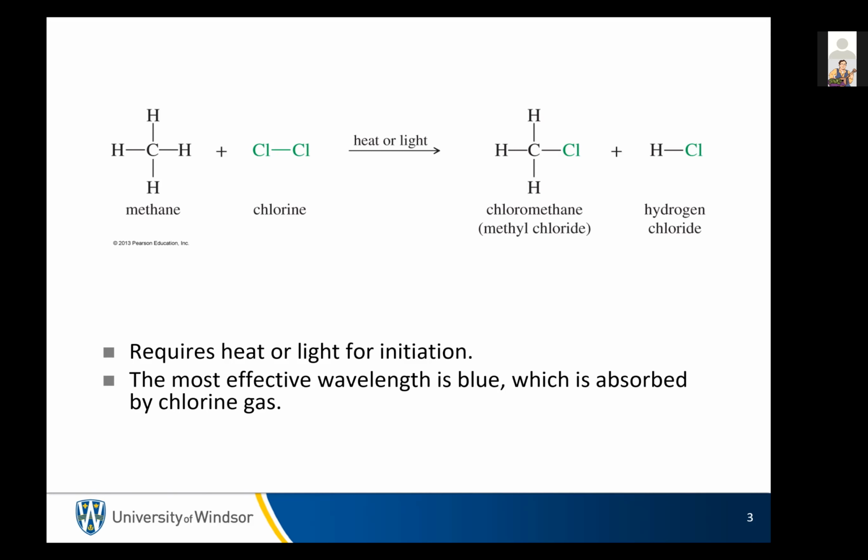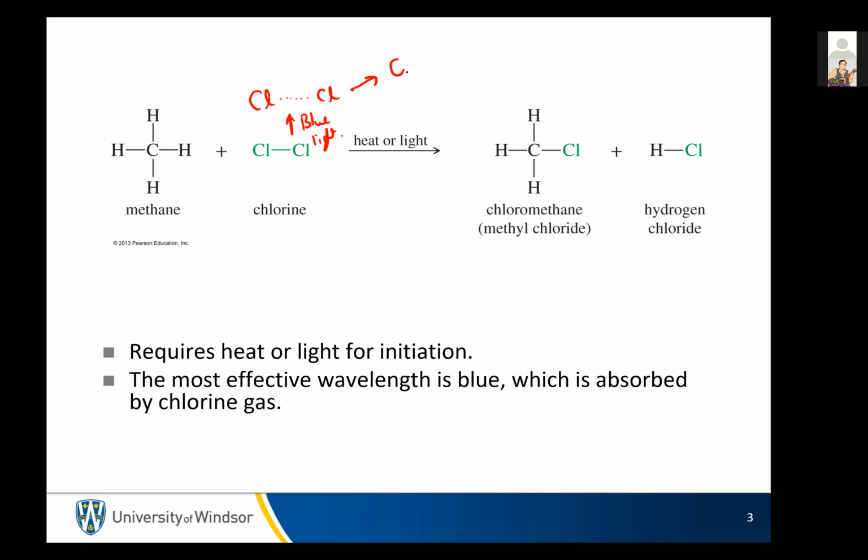For this one, the most effective wavelength is blue, because that's absorbed by chlorine gas. The chlorine absorbs the blue light. What it does, basically, is start vibrating that chlorine bond back and forth really, really fast. It's already kind of weak, and it vibrates itself apart and the bond breaks.